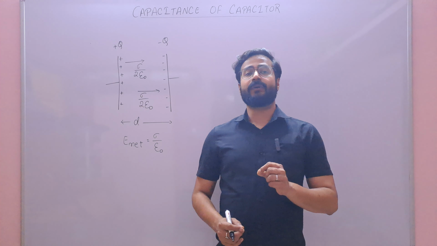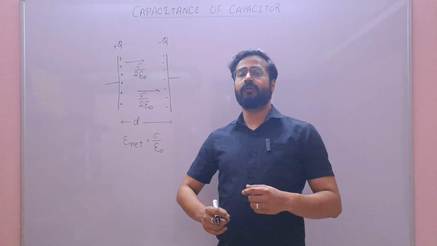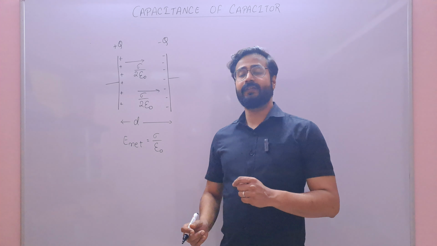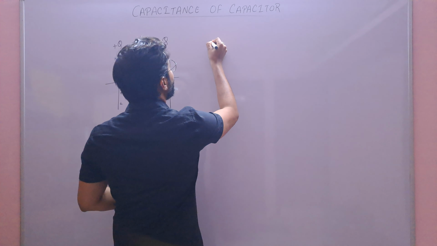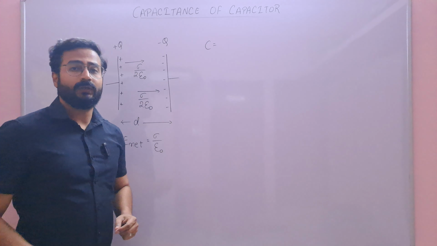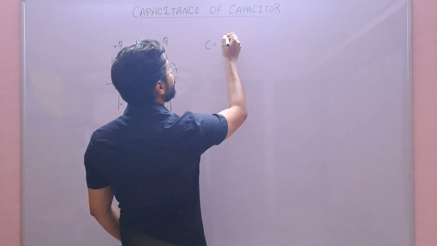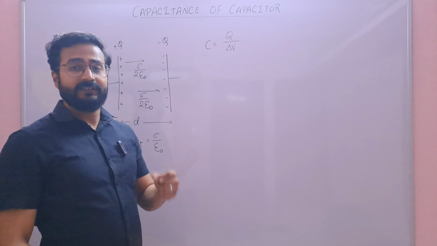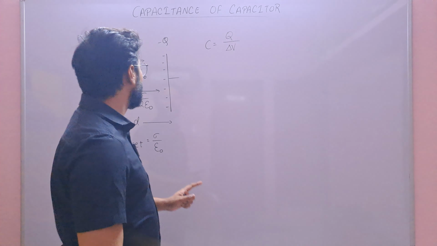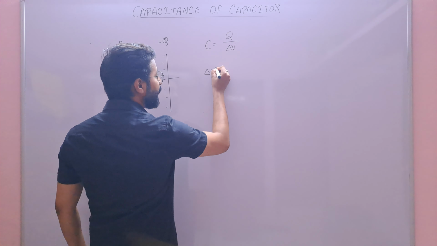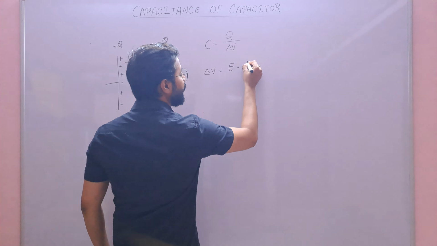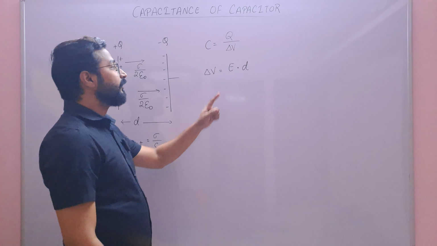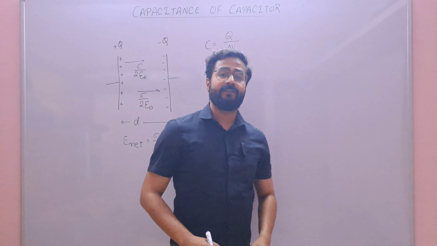Sigma is the charge per unit area. We can also say it is charge density. Now we have studied Q is equal to C into V. So we can write C as Q upon delta V, where delta V is the potential difference between both the plates. Now we can write the potential difference as E dot d, where d is the distance between both the plates. The electric field between the plates is uniform, that's why we are not integrating it, we are simply writing it as E dot d.